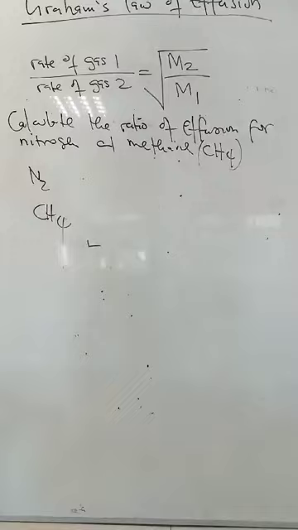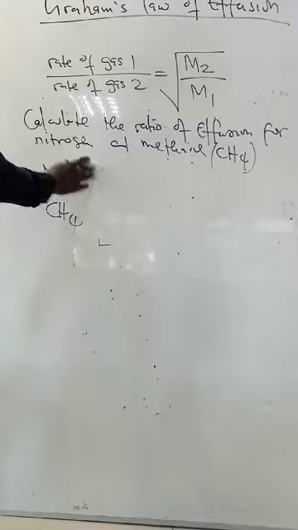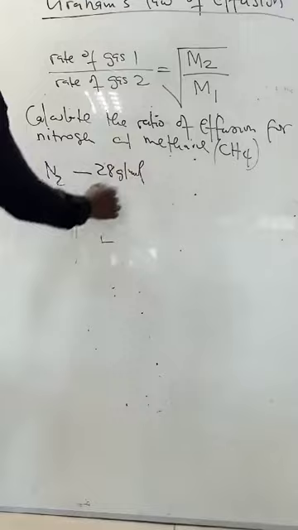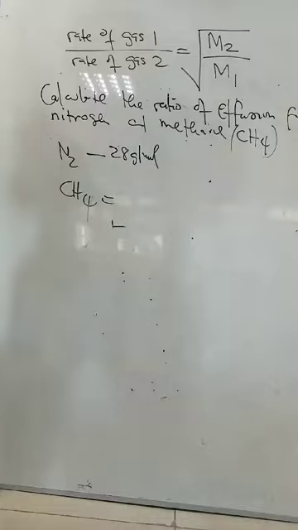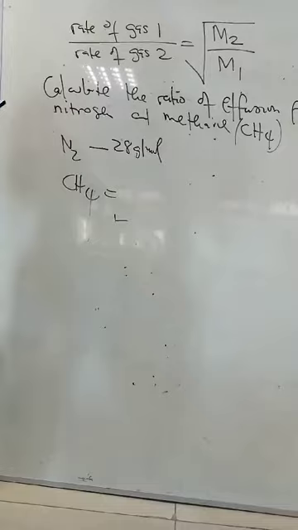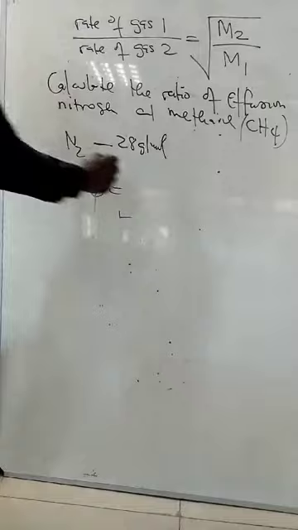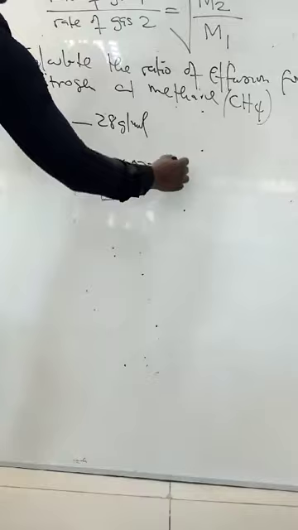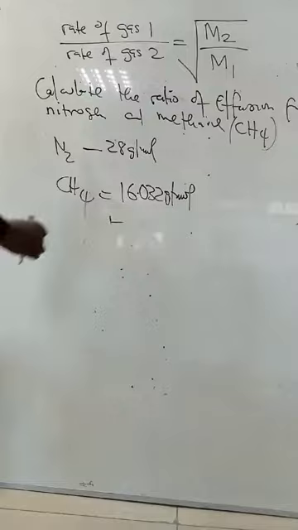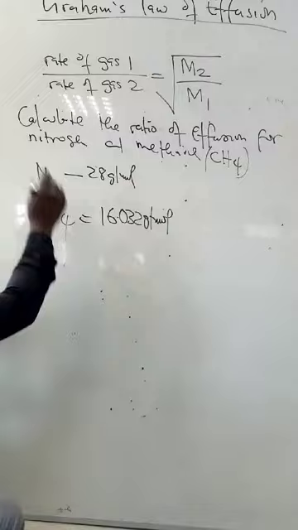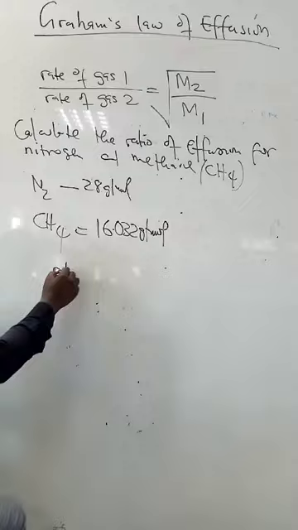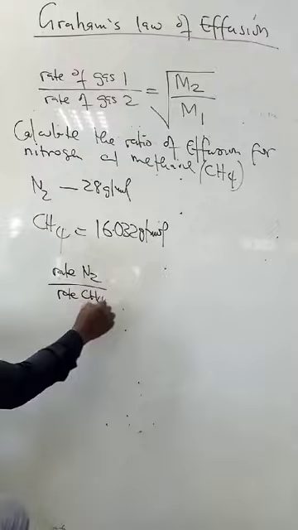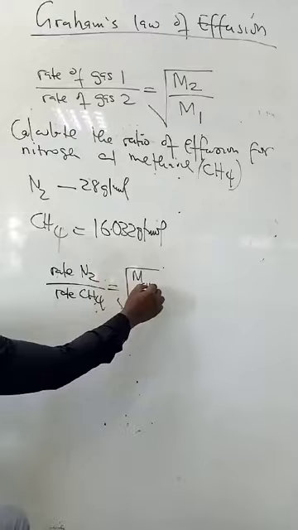So we know nitrogen is 28 grams per mole. Then methane, that is 12 plus 1.008 times 4, where 12 is for carbon. So this one is 16.032 grams per mole. Okay, so in this case, our gas one is nitrogen, gas two is methane. So we use our equation there. The rate of gas one, that is the rate of nitrogen, over the rate of methane, is equal to the square root of the molar mass of methane, which is gas two, over the molar mass of nitrogen.